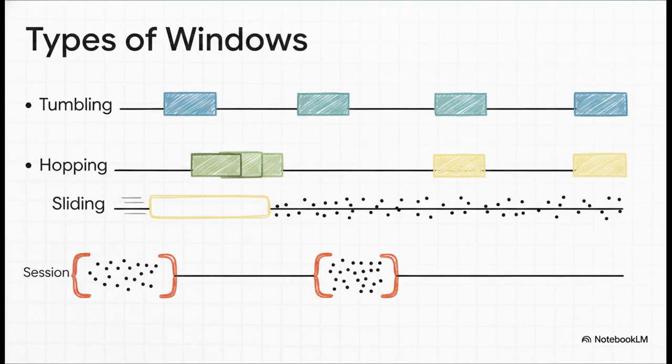To correctly aggregate data over event time, stream processors use 4 distinct types of time windows. Tumbling windows chunk time into fixed, non-overlapping blocks, like every minute, exactly on the minute. Hopping windows are fixed, but they overlap, so maybe a 5-minute window that advances every 1 minute. Sliding windows smooth things out by looking at events within a strict time distance from one another. And finally, session windows don't even have a fixed duration. They just group events together based on bursts of user activity until the user eventually goes idle.